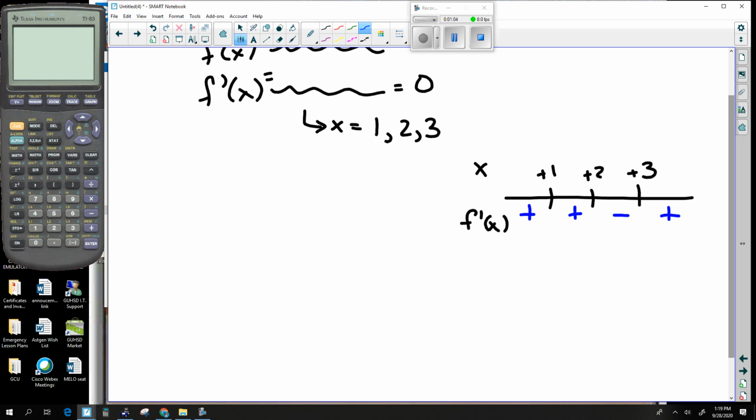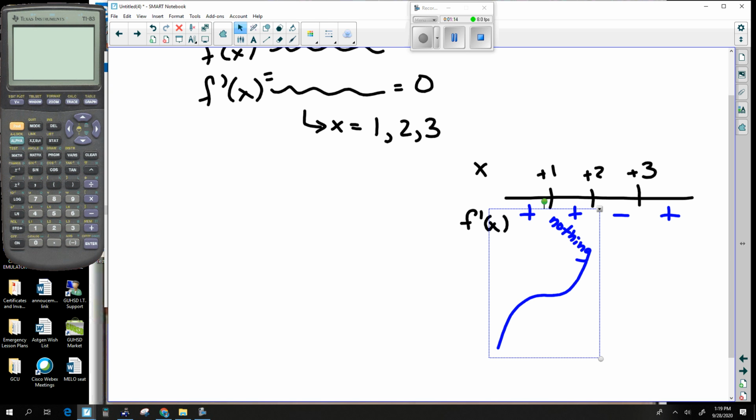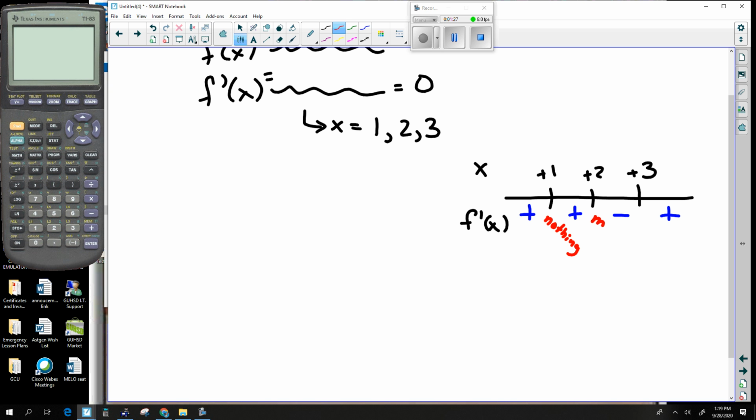What is this saying? What's happening at 1? Well, nothing. It kind of hiccups, but it's not a max, it's not a min, anything like that. What's happening at 2? Well, positive goes to negative, increasing goes to decreasing, so that's a max. And then at 3, decreasing goes to increasing, so that is going to be a min.